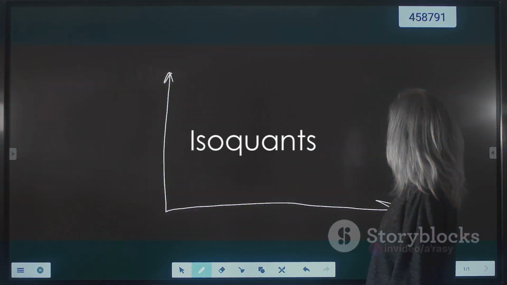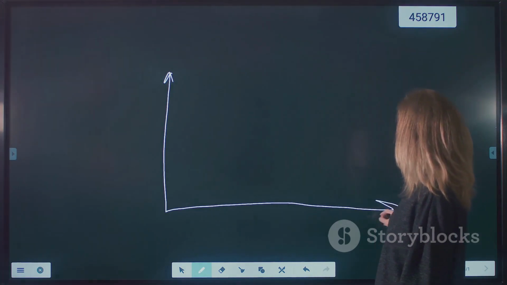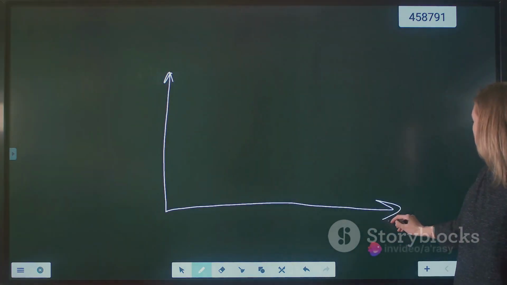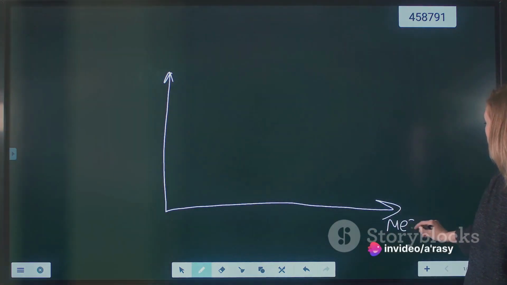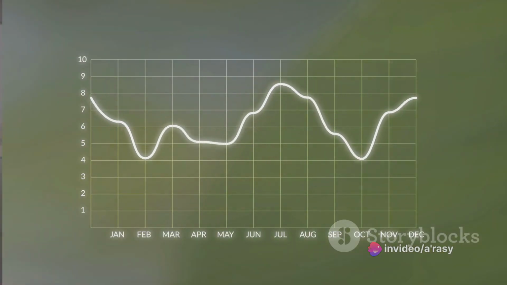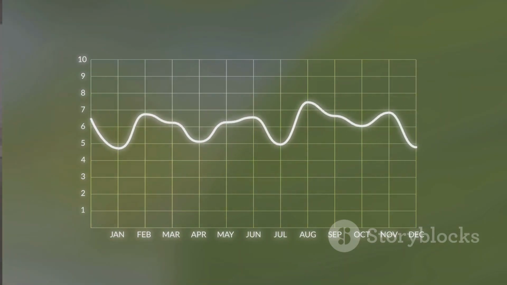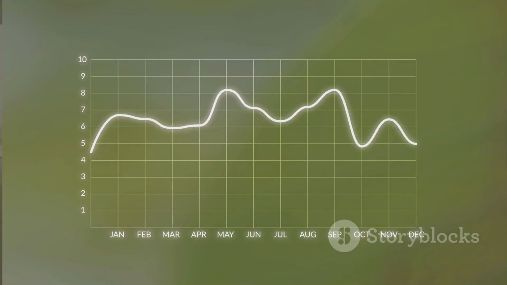Picture isoquants as contour lines on a topographic map. These lines represent various combinations of inputs, think labor and capital, that yield the same level of output. Like the contour lines, isoquants closer together mean higher levels of output, while those farther apart suggest lower levels.